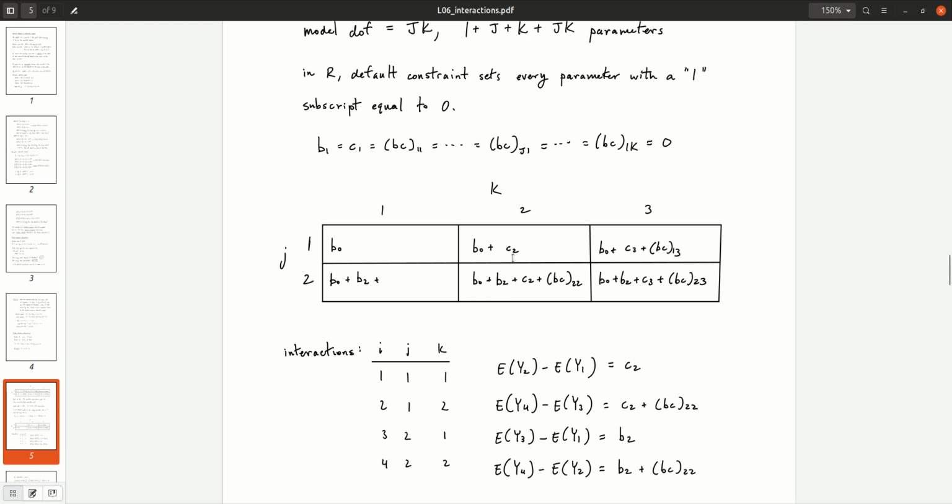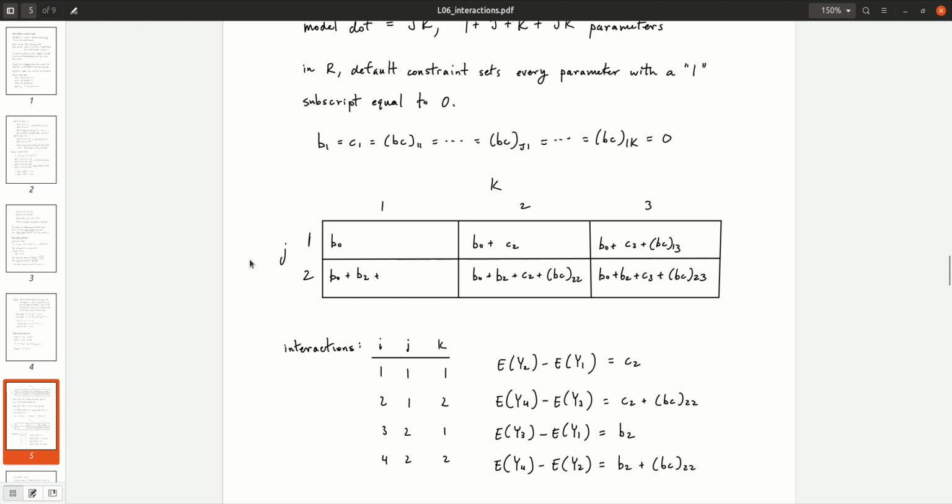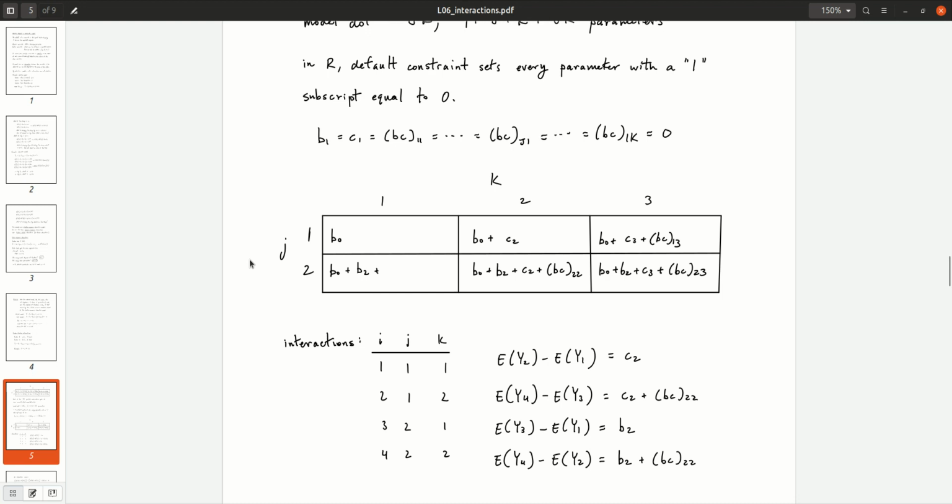c2 is just the difference between this cell and this cell. So this is the effect of changing the second factor from 1 to 2 when the first factor is 1. And then you can go through and come up with interpretations for each of the parameters. All right, but the first thing I want to do is look at why this is an interaction model.